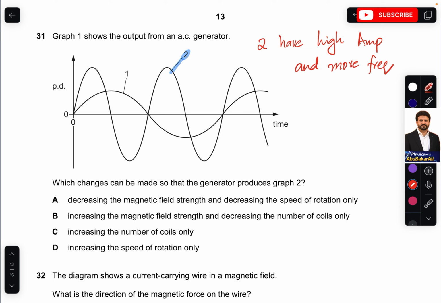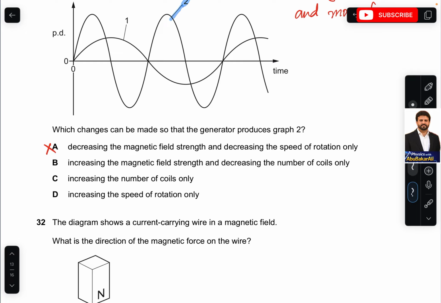Now let's see the options. Decreasing the magnetic field strength and decreasing the speed. No, if you decrease the magnetic field strength and the speed, it will decrease it even further. We need to increase the amplitude and frequency of 1 to become 2, right? Increasing the magnetic field strength and decreasing the number of coils. One thing is making the amplitude high, but the other is decreasing the amplitude. So this will cancel the effect, so this is not the option. Increasing the number of coils only.